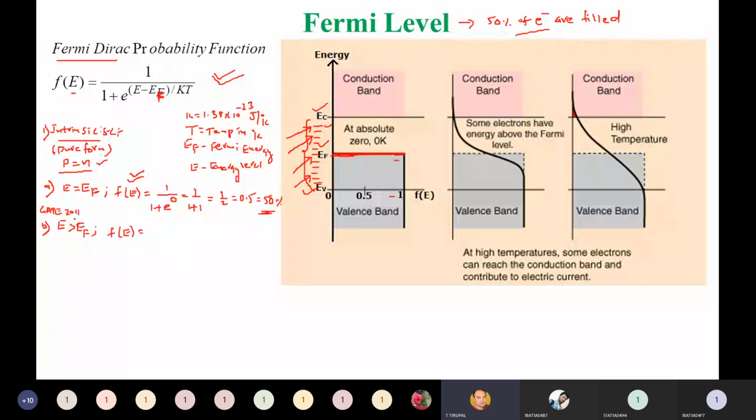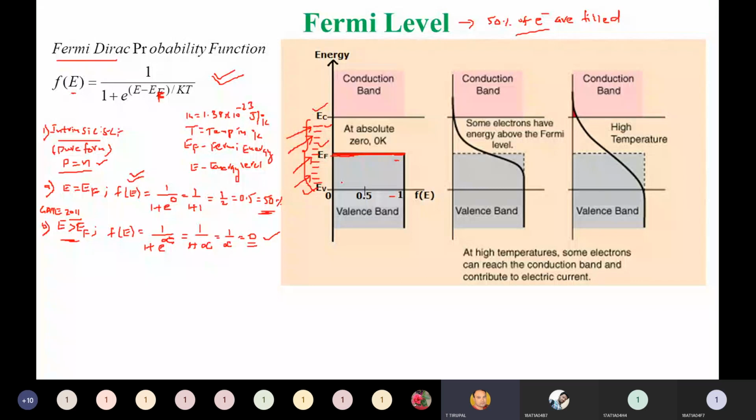2011. GATE 2011. F of E is equal to 1 by 1 plus e power (E minus EF). E greater than EF means e power a very large value, so you can neglect EF. E is a larger value, so you can write this as infinity. Therefore, what can I write? 1 by 1 plus e power infinity. What is e power infinity? Infinity. So 1 by 1 plus infinity is 1 by infinity. 1 by infinity is equal to 0. So the answer is 0. Very good.